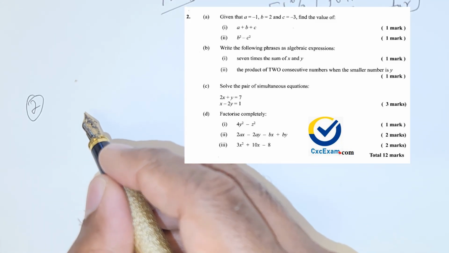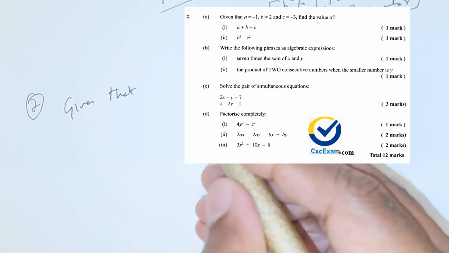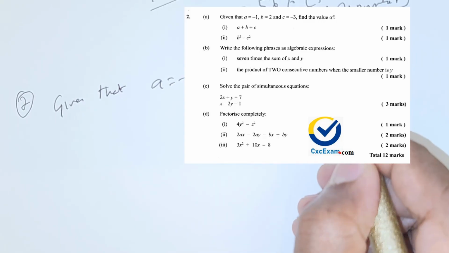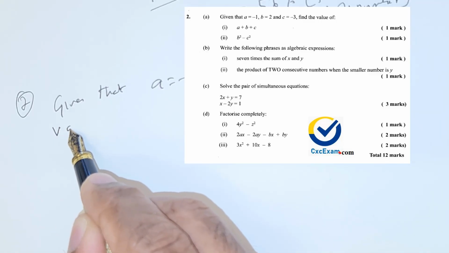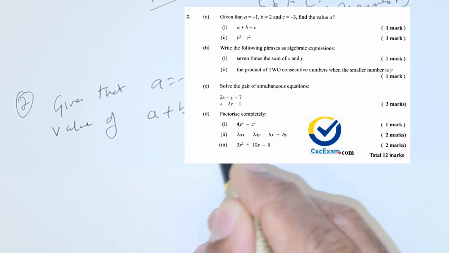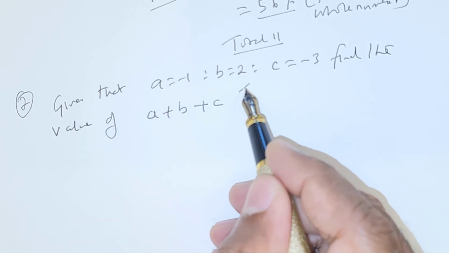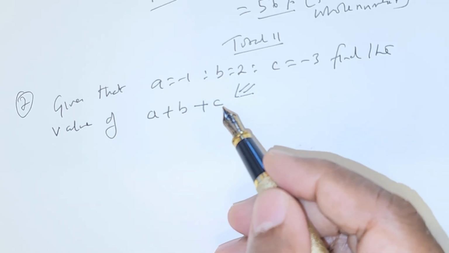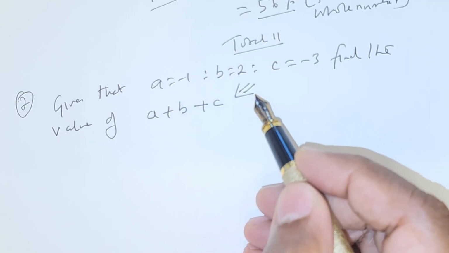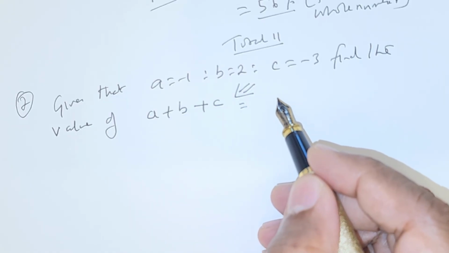Okay, so this is question number 2. Given that a is equal to -1, b is equal to 2, c is equal to -3, find the value of a positive b positive c. Now this is a very important question. You might think that this is an easy question, but there is a huge concept present in this question. The concept is, when these variables a, b, c are assigned the values, what happens to the sum of this expression? So that is required.